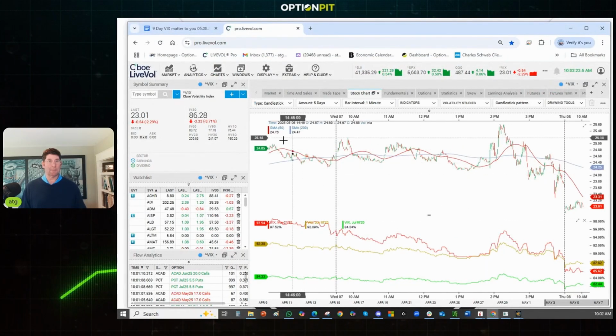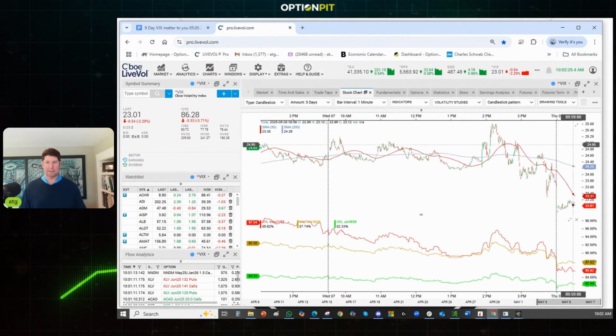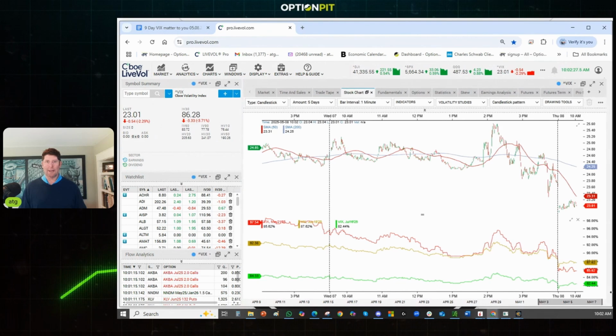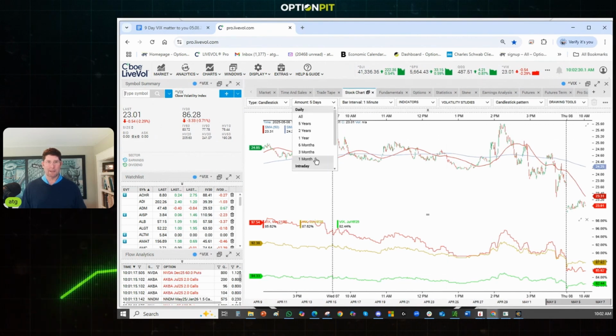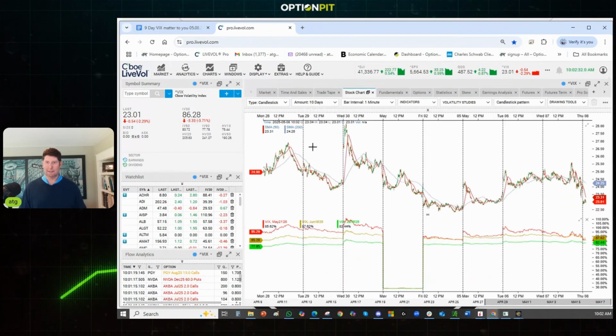Here's where we were at the beginning of the week. I'm just looking at VIX before we get to the 9-day. Here we are at the beginning of the week, the last 10 days. Today's Thursday, Wednesday, Tuesday, Monday low, Friday low. Right, like 20. So you want us to start going down there.